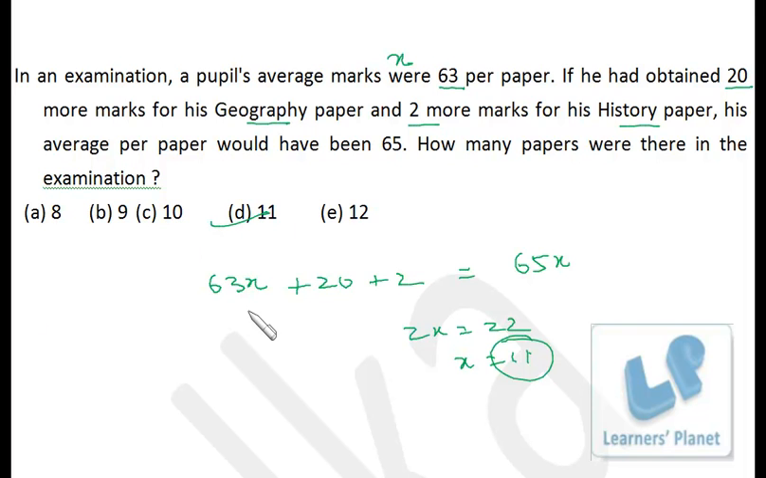Getting my point? X is the number of subjects, 63 is the average, so the total of all the subjects is 63X. Now he is getting 20 more marks in geography, so I added 20, then 2 more marks in history, so I'm adding 22. So this is the new total if he's getting these extra marks. Because of these extra marks, his average increased to 65. So the new total is X subjects into 65 average, and by calculating we get X as 11.